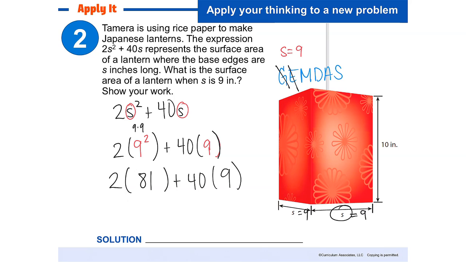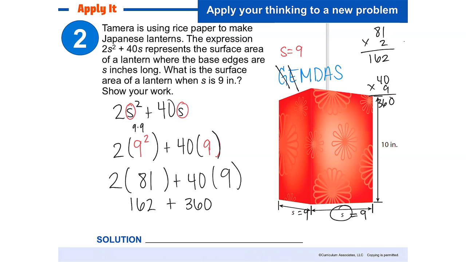Now I'm going to go through multiplication. I do see some multiplication here. When I have parentheses like this with a number on the outside, that indicates multiplication. So I can distribute this here and this here by multiplication. So we're going to go ahead and multiply those numbers. So we have 81 times 2, which is 162, plus 40 times 9, which is 360.